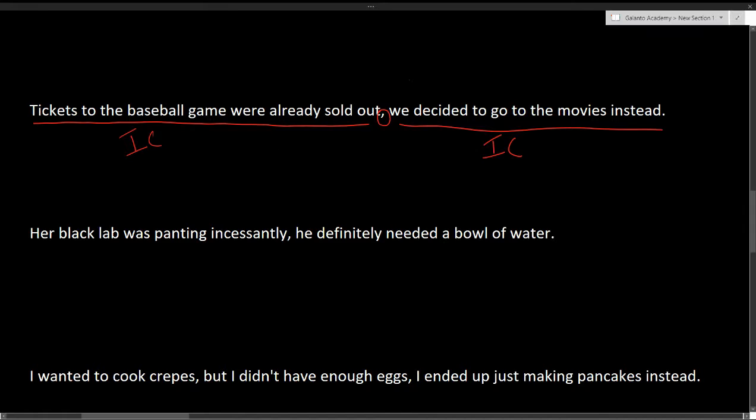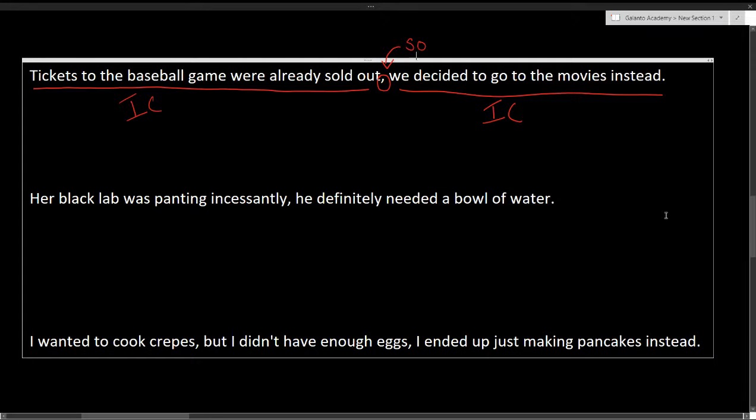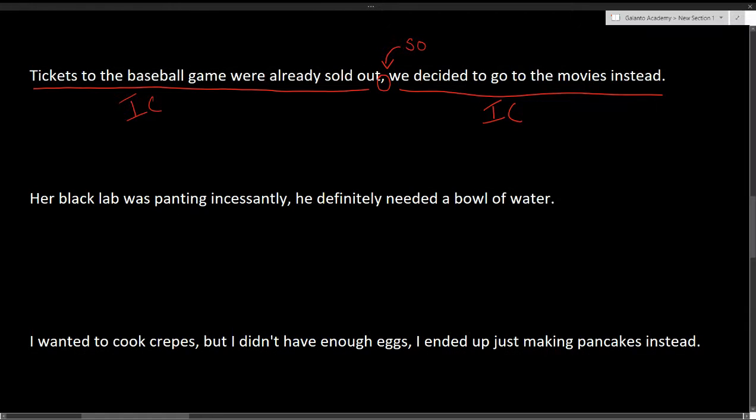So one way we could fix this is by adding in one of our coordinating conjunctions, or fanboys. Tickets to the baseball game were already sold out, so we decided to go to the movie instead. And then our comma splice has been fixed, and it's now a grammatically correct compound sentence. Let's go ahead and look at the next one. Her black lab was panting incessantly. He definitely needed a bowl of water.